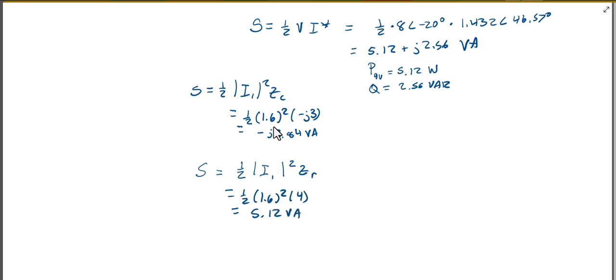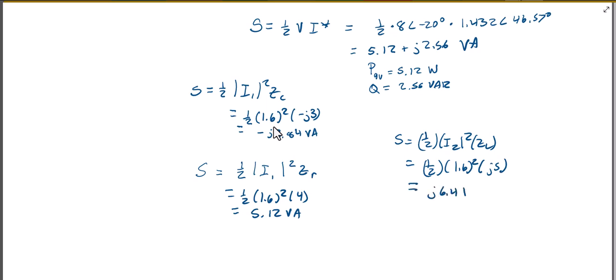And then for the inductor, it's 1/2 I2 squared times Z for the inductor. So that's 1/2 times 1.6 squared times J5, and that gives us J6.4 VA.